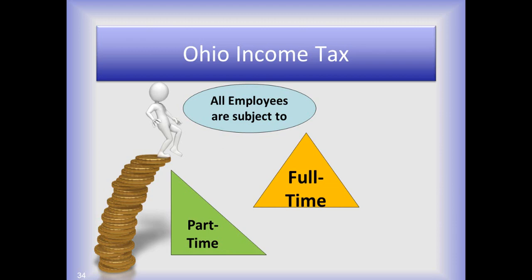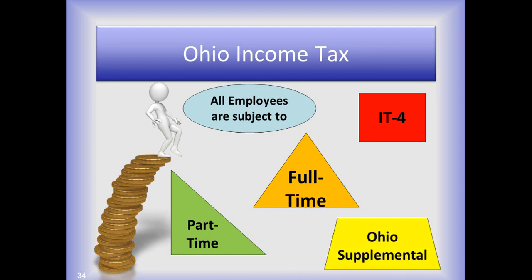To know how much Ohio income tax to withhold from an employee's wages, the entity must have an Ohio Form IT-4 on file for each employee. If an employee has not returned a completed IT-4 form before the first pay, the fiscal officer must withhold Ohio income tax from the employee's compensation without any exemptions included.